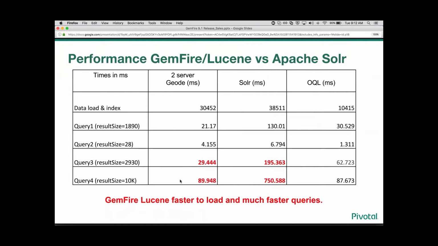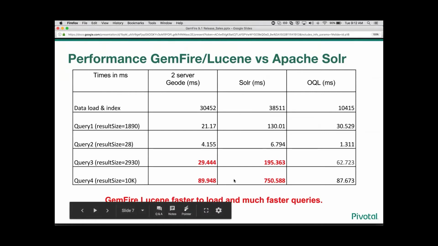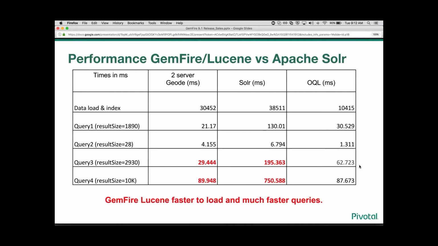But as the data grows, you're going to see that Gemfire is almost an order of magnitude faster than Apache Solr. So again, using Lucene indexing on data that is already being put into Gemfire, the queries are going to be just lightning fast.